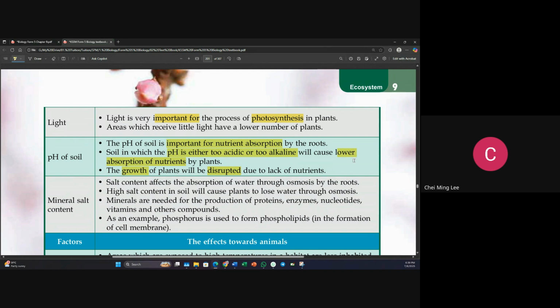And next, the mineral salt content. The salt content will affect the absorption of water through osmosis by the roots. High salt content will cause the plant to lose water through osmosis. But at the same time, the minerals are needed for the production of protein, enzymes, nucleotides, vitamins, and other compounds. For example, phosphorus, we use it to form phospholipids for the cell membrane. These are the ones for plants.